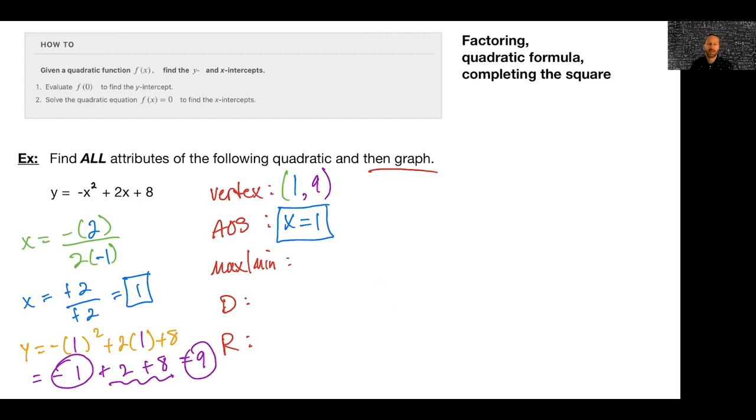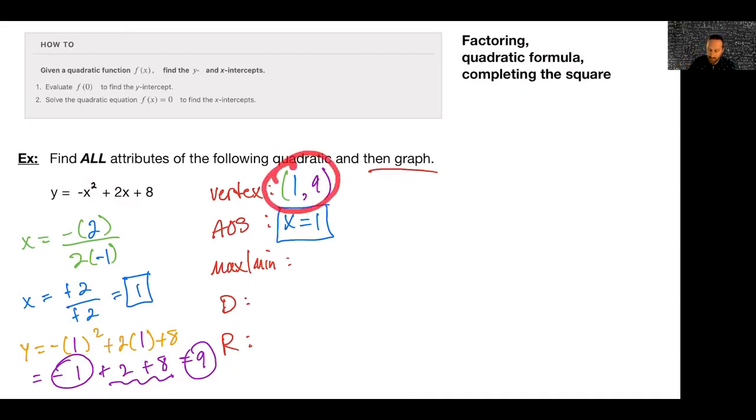So now I should be able to tell you what the max and min are based off of my vertex. And I also should be able to tell you the domain and range now that I have my vertex. Just be careful. What direction is this one facing? Good. Hopefully you said downwards. Negative.